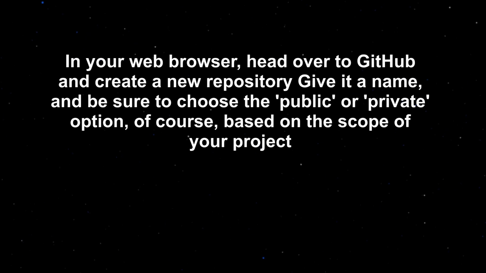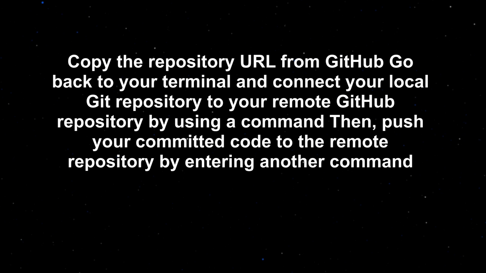In your web browser, head over to GitHub and create a new repository. Give it a name, and be sure to choose the public or private option, of course, based on the scope of your project. Copy the repository URL from GitHub, go back to your terminal and connect your local Git repository to your remote GitHub repository by using a command. Then, push your committed code to the remote repository by entering another command.